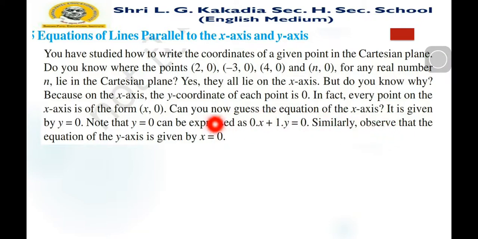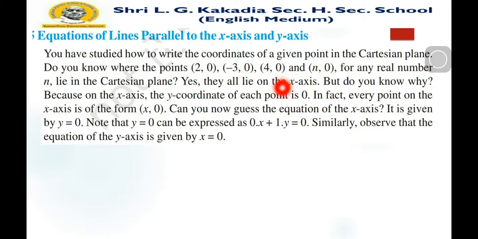Similarly, observe that the equation of the y-axis is given by x is equal to 0. Always remember, for any point on the x-axis the equation is y is equal to 0, and for any point on the y-axis the equation is x is equal to 0. In an ordered pair, if only the x coordinate is given and y is 0, it lies on the x-axis, and if x is 0 and y is given, it lies on the y-axis.